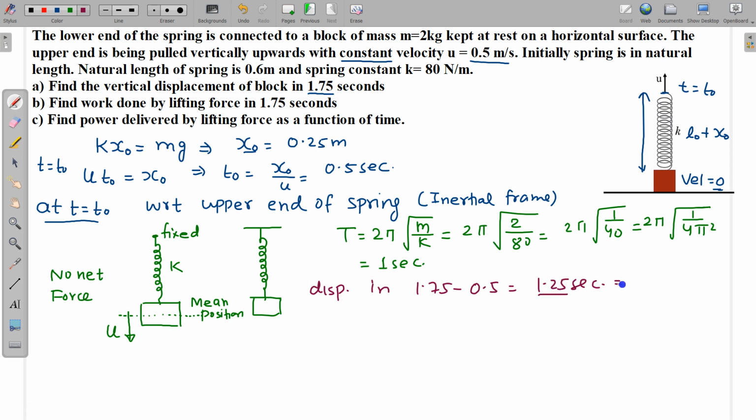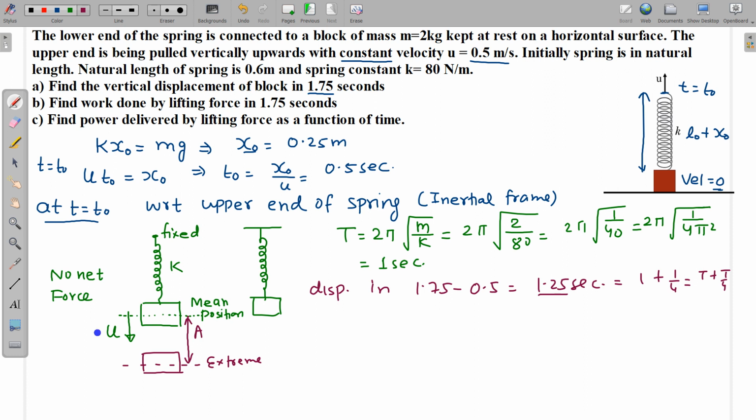What is 1.25? This is 1 plus 1 by 4, and 1 second is equal to 1 time period. So this is T plus T by 4. So we have to find the displacement of this block in this duration of T plus T by 4, that is 5T by 4 seconds. What is the amplitude of this kind of motion? It is performing SHM. This is the mean position. Suppose this is the extreme position, it will stop here for a moment and again go up. So this distance is known as the amplitude.